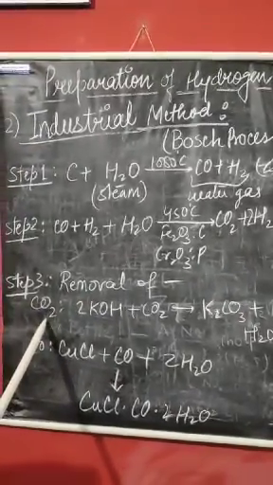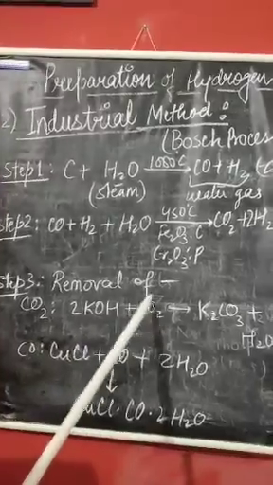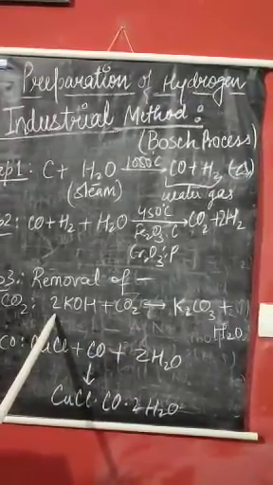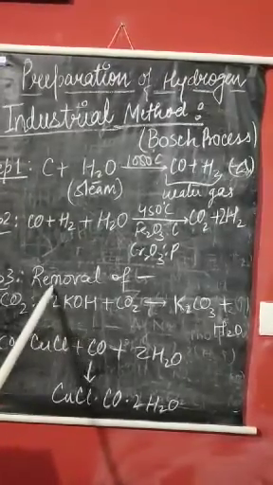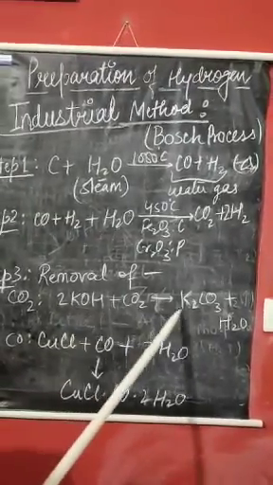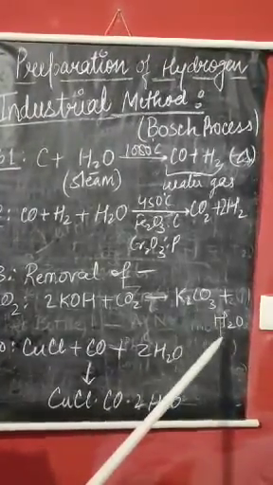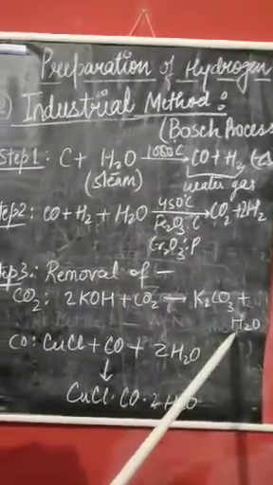First process where we remove carbon dioxide. Now this carbon dioxide will react with potash solution. Potash solution, that will be potassium hydroxide, and further there will be formation of potassium carbonate, and further there will be liberation of hydrogen, means water.